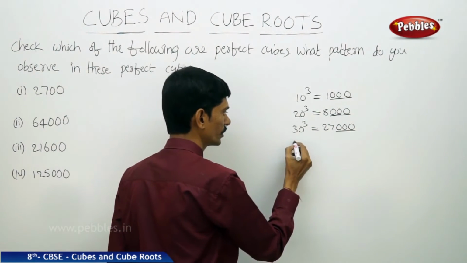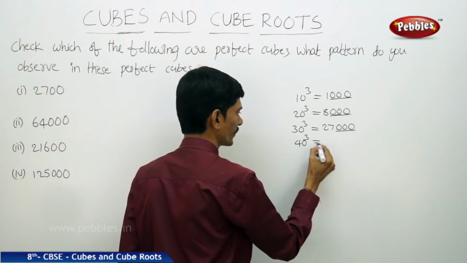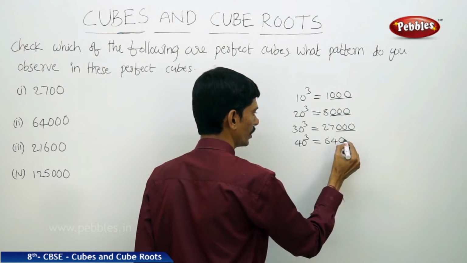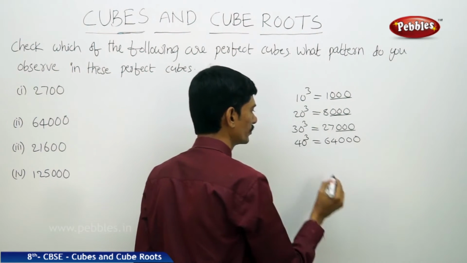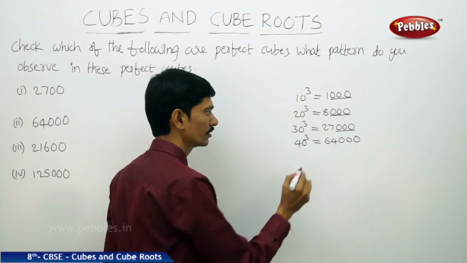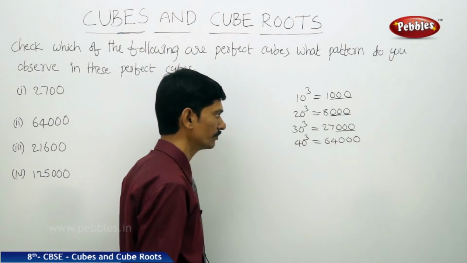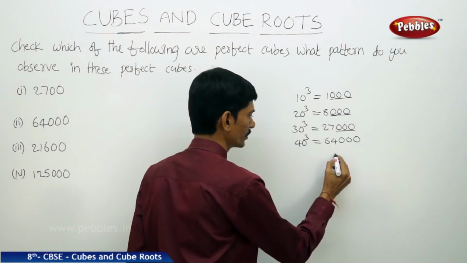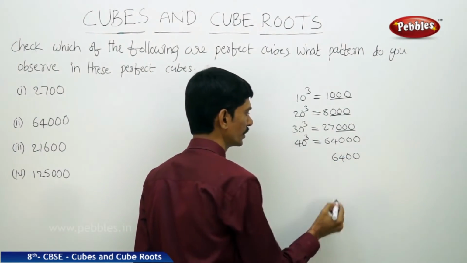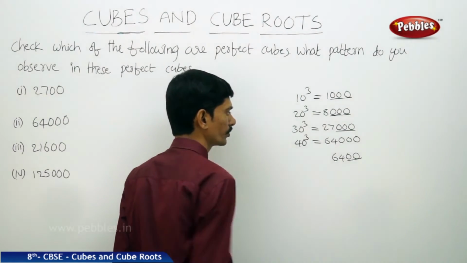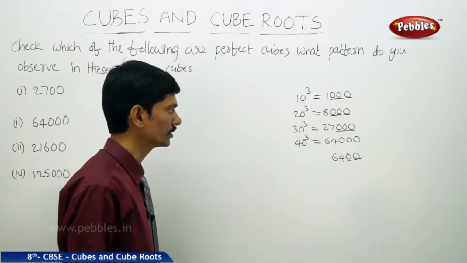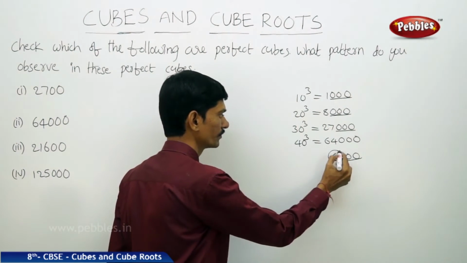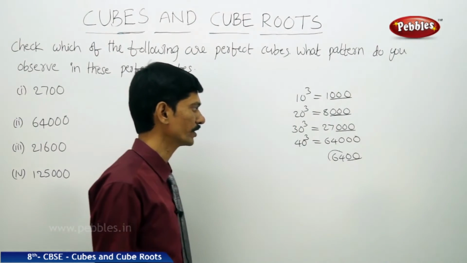Now if you observe 40 cube, we can write 4 cube as 64 and the last 3 zeros. Now if your number ends with only 2 zeros, then definitely it is not a perfect cube. For example, if you take the number 6400, it is ending with only 2 zeros. So any perfect cube does not end with 2 zeros. Even though 64 is a perfect cube, 6400 is not a perfect cube.